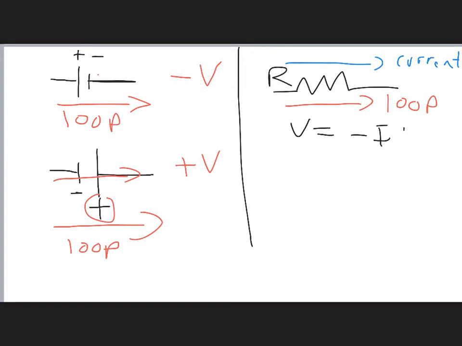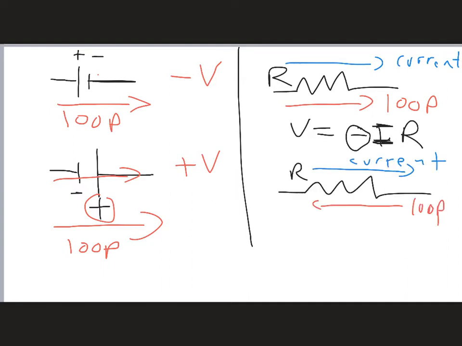minus IR. And so it's minus when you have, that's just Ohm's law there, it's minus when they're in the same direction. So the same direction of the loop and the current means that you get minus IR. Now let's consider the opposite situation where the current's going in one direction, in this case to the right, and the loop is going in the opposite direction, in this case to the left. In that case, you would get a positive voltage. V would be equal to positive IR.